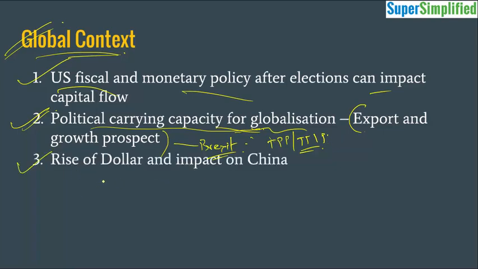Another important issue in the global context is the rise of the dollar and the impact on China. So the yuan is falling as compared to the dollar. So what will happen to India is that India's export competitiveness will go, because the rupee will rise against the yuan, right? So this is to be checked. Now let's move to the next slide.